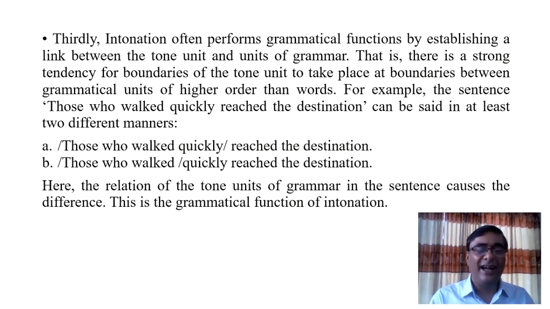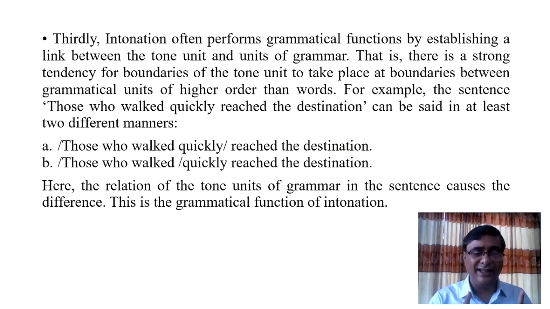It's fine. And the second one means those who walked. It may be that some people walked, some people went by boat, some by bus, some by bicycle. So look at the variation, look at the difference. So those who walked quickly reached the destination. Those people who opted for walking instead of other modes of transport reached the destination quicker than others. So completely different meanings of these two sentences.